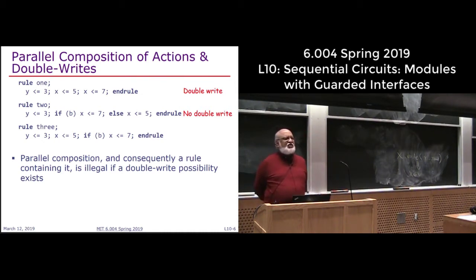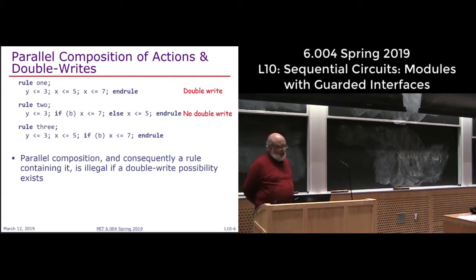The last one is the trickiest. If B is false, there is no double write. But if B is true, then there is a double write. So we are conservative. If there is any possibility of a double write, we say the rule is illegal. This rule will not be allowed.